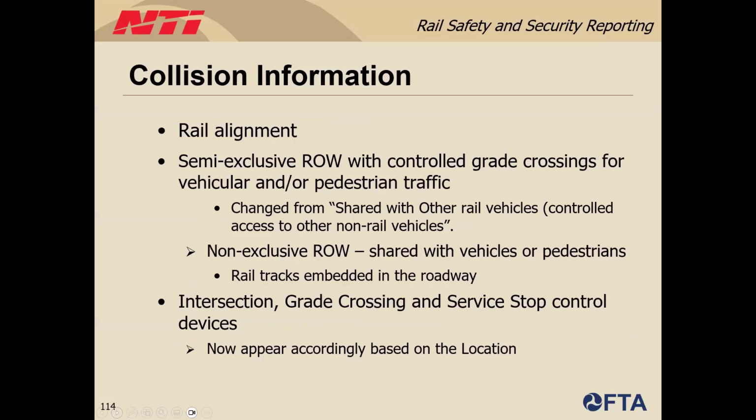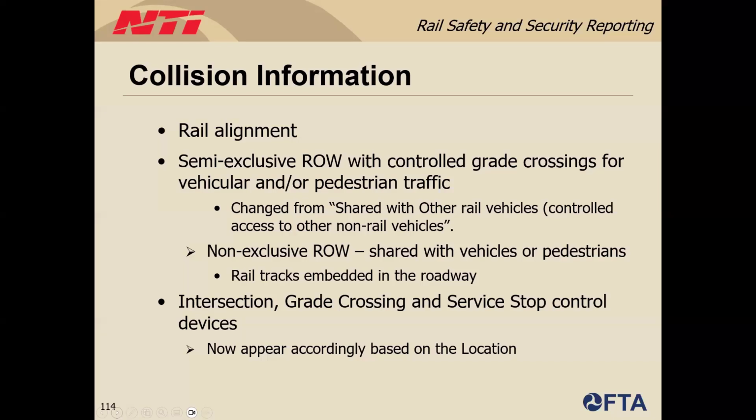Under the rail alignment section, we want to look at two of the options. The first is the semi-exclusive right-of-way with controlled grade crossings for vehicular and/or pedestrian traffic. Again, we shared that we've changed this to the actual definition of semi-exclusive just to make it much clearer, since it also includes grade crossings and controlled accesses. It's just much clearer than the old shared with other vehicle options.